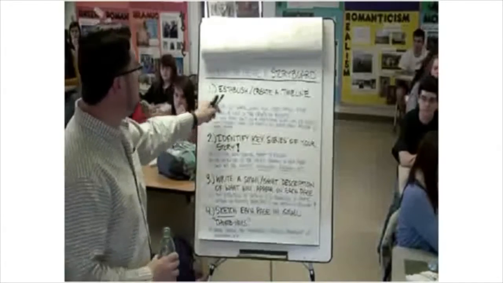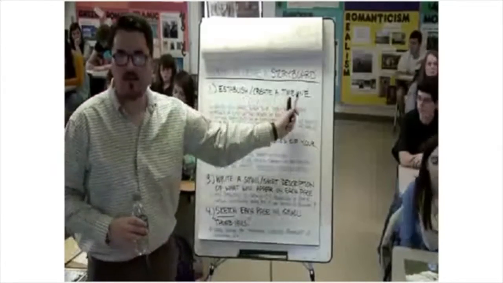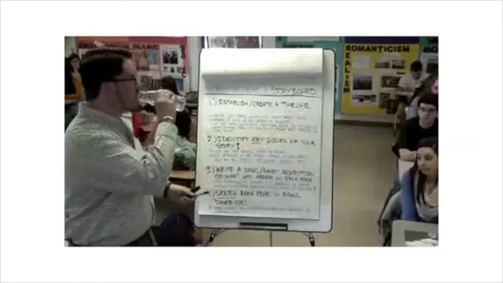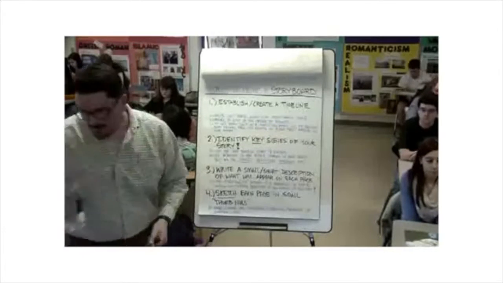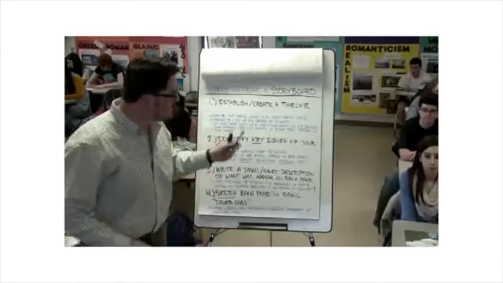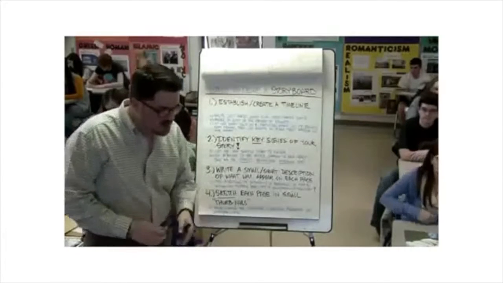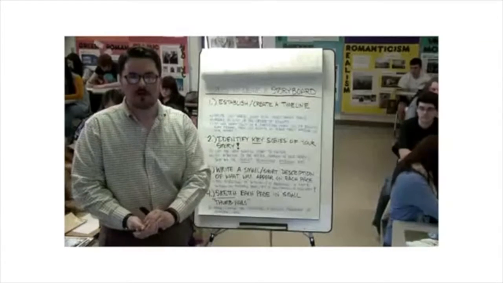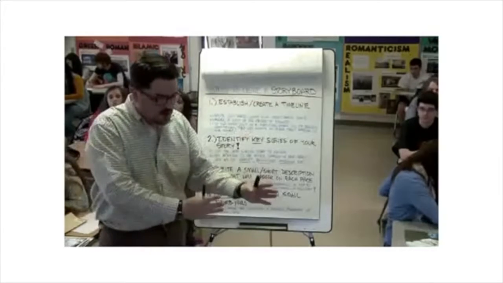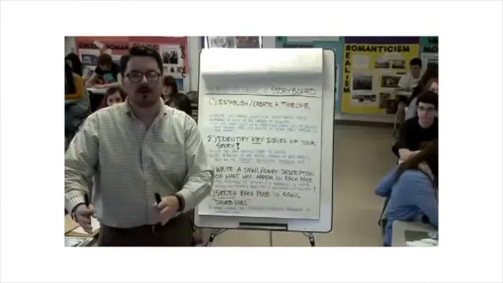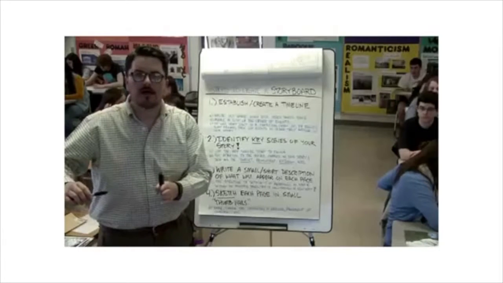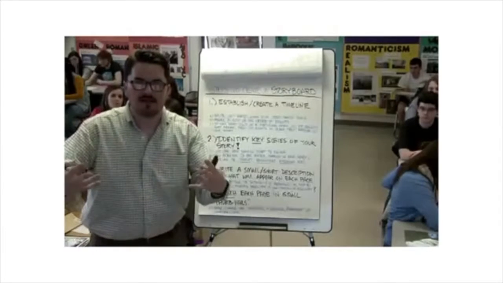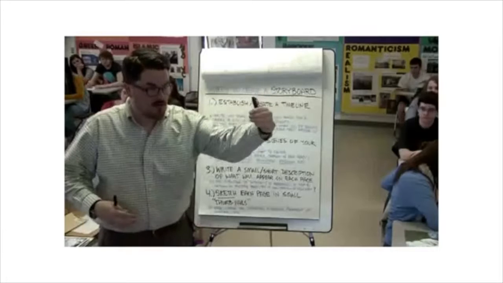So here we go. Establish, create a timeline. Step number 1, okay? What is a timeline? How you create this is you read your story. On a separate sheet of paper, you have your story here, and on a separate sheet of paper, you start making notes. Okay?